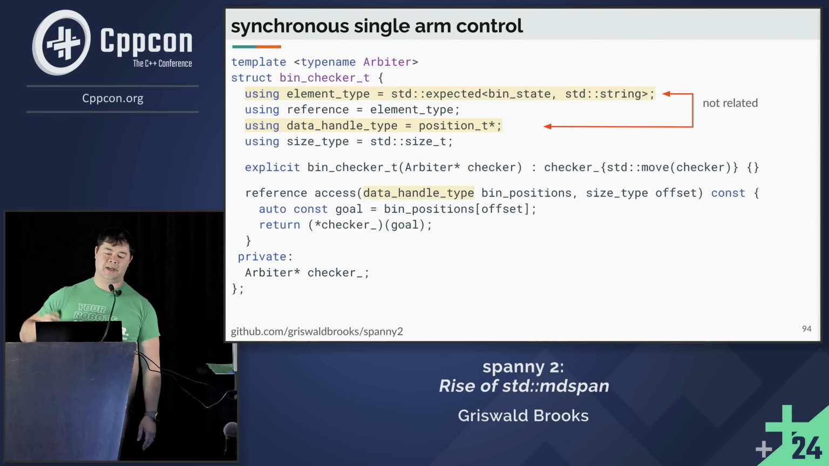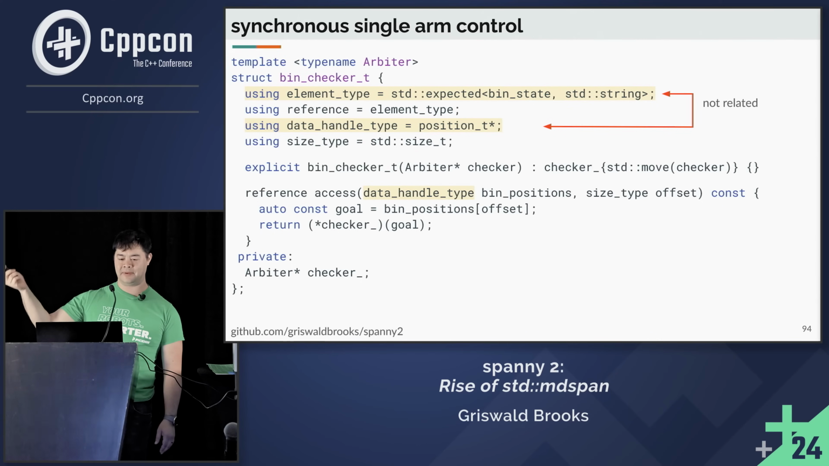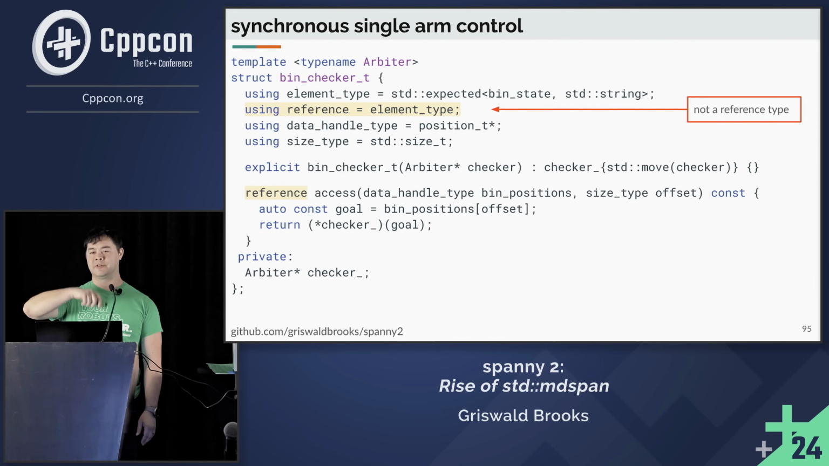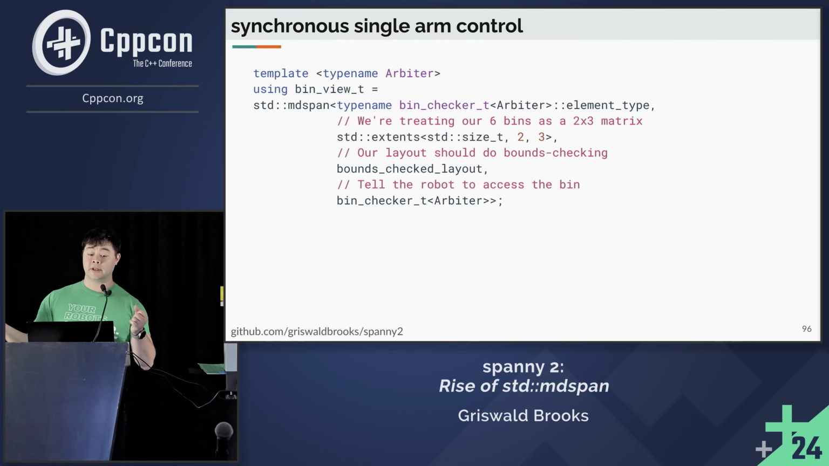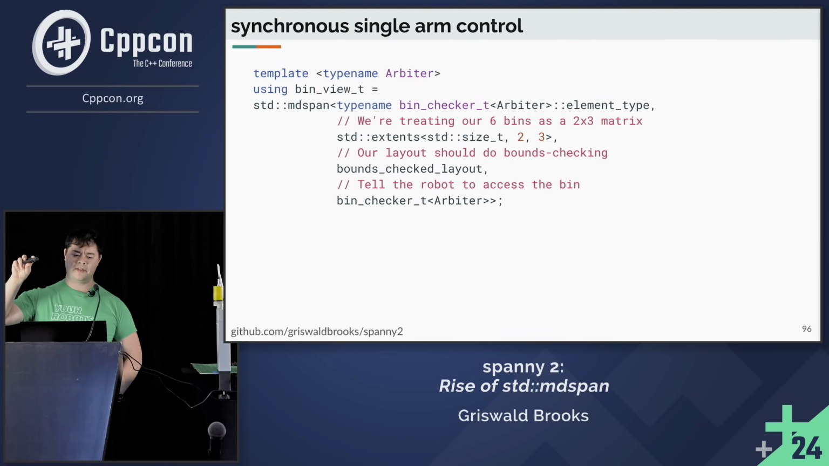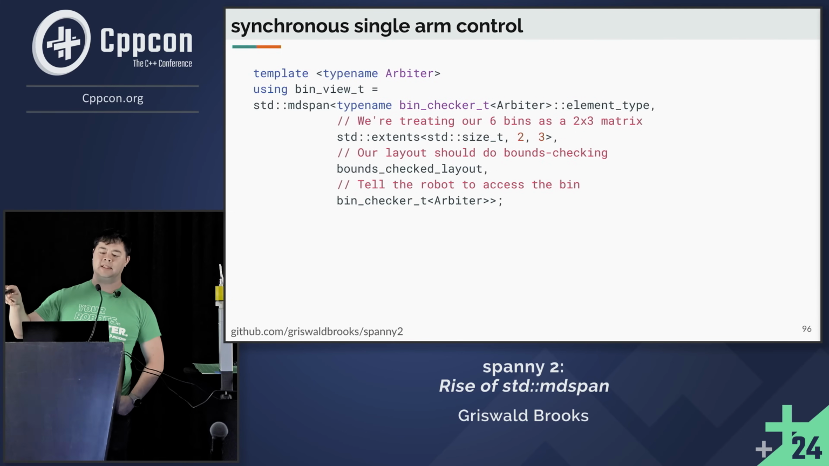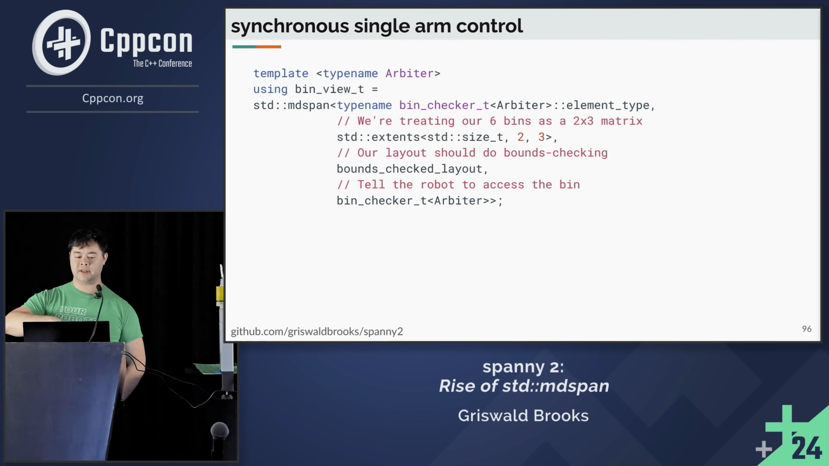Yes, okay. Element type, value type, not related to data handle type, passed in through the accessor, or to the access function. Not a reference type, returned from access. Okay, synced up again. So here's how we're going to make that mdspan. Just to drive it home for this example, that first element of the template is the element type of the accessor. And then we're going to have a 2x3 matrix.